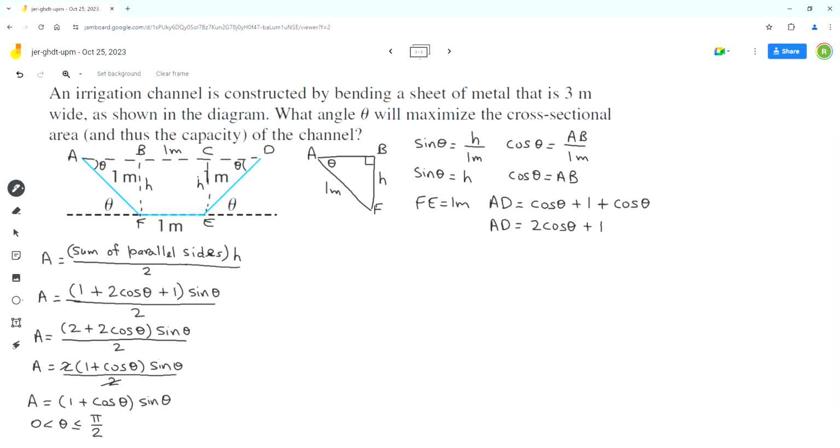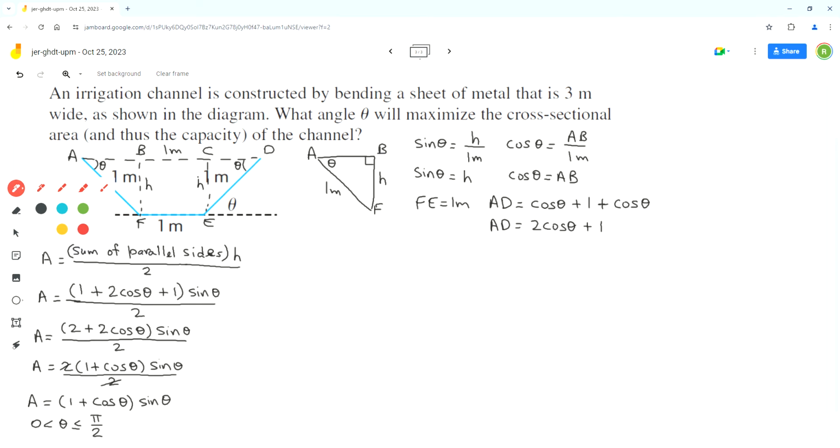Now we have to find the angle value that will maximize area. For that, we have to find the derivative of this area function and set it equal to 0, to find the theta values at which the derivative is 0, or the tangent is horizontal, because the tangent is horizontal at peak points in the graph of this area function. So let's start by finding the derivative of this area function.